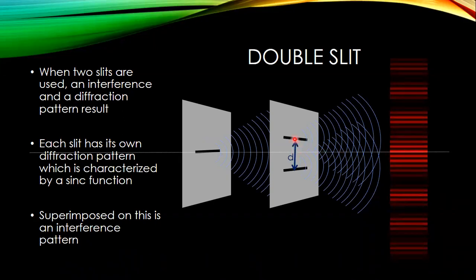If I move the slits apart from one another, I make D bigger, then these interference fringes get smaller and smaller. So this distance D is going to determine how wide these bright and dark fringes are that we see in the center right here.